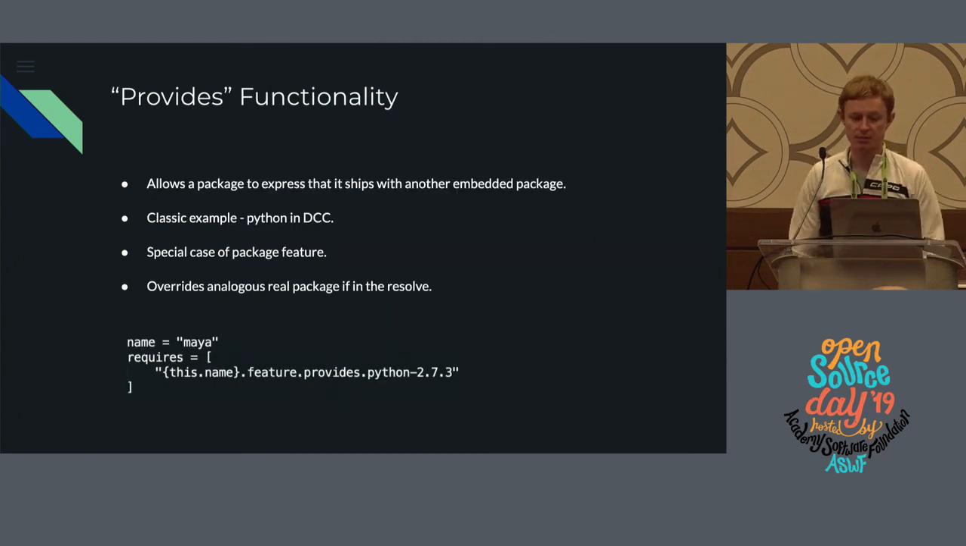Provides functionality is something that has been thought about for a long time. It's a specialization of package features, and it's a way for a package to tell other packages that it also provides another package. The classic case being a DCC that comes with Python. What it will do is, if the native version of that package is also present in a resolve, it will effectively override it and will remove that package's ability to configure the environment. And here we have an example of Maya expressing to other packages that it actually already provides Python.